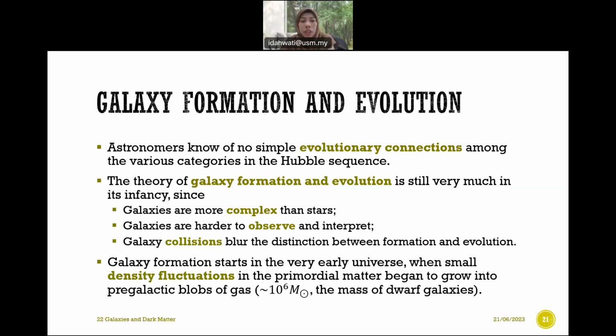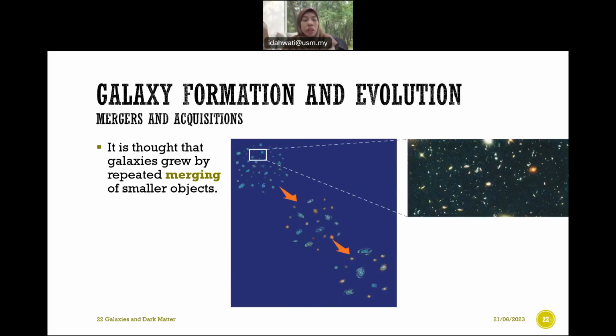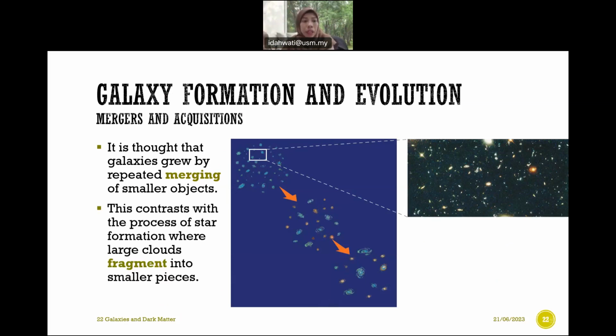So galaxy formation starts in the very early universe when small density fluctuations in the matter begin to grow into pre-galactic globs of gas. Okay, so how about the mergers and acquisitions? Okay, a galaxy will grow by the repeated merging of small objects and also by the formation of large clouds that fragment into small pieces like this.